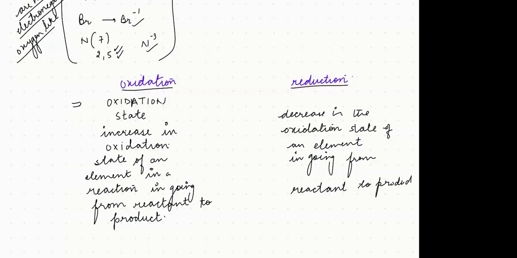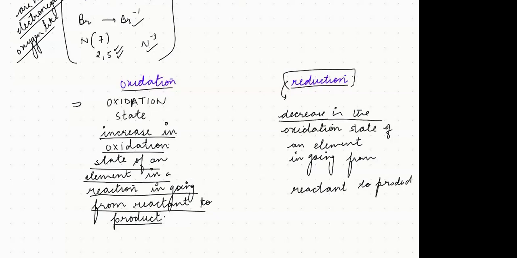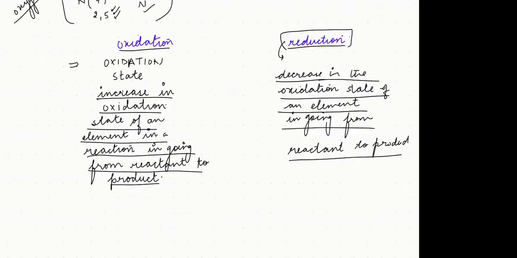So basically, the more comprehensive definition of oxidation and reduction is the increase in the oxidation state of an element in the reaction in going from reactant to product state. And reduction means the decrease in the oxidation state of an element in going from reactant to product, right? So that is the basic part. You understand? Now, you learned how to calculate the oxidation state, if I'm not wrong, right? And because you've learned that, now see how do we use that?